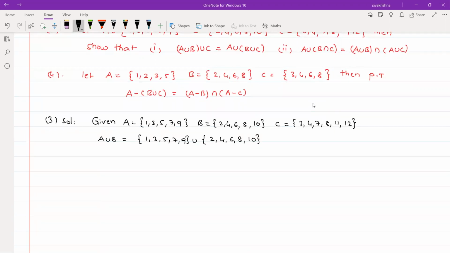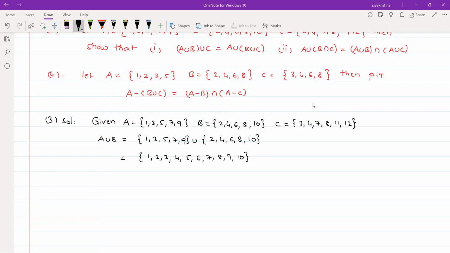So if you want to write the union of two sets, the answer should be all the elements in both the sets. If any element is repeated twice, we have to write the element only once. So we have to write all the elements present in both the sets, so that we get 1, 2, 3, 4, 5, 6, 7, 8, 9, 10. So this is the set A union B.